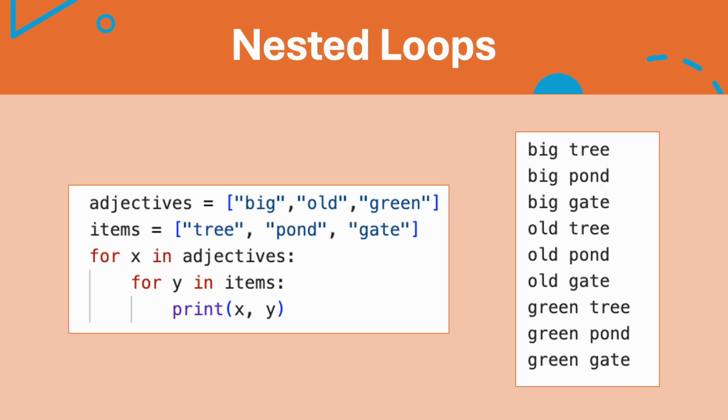For loops can also be placed inside for loops, and these are called nested loops. These can be particularly useful when working with multi-dimensional data. In nested loops, the inner loop, in this case items, will be executed one time for each iteration of the outer loop, in this case adjectives. Here, this means that for each adjective printed, each item is printed alongside it, producing the output shown here of big tree, big pond, big gate, old tree, old pond, old gate, green tree, green pond, and finally green gate.